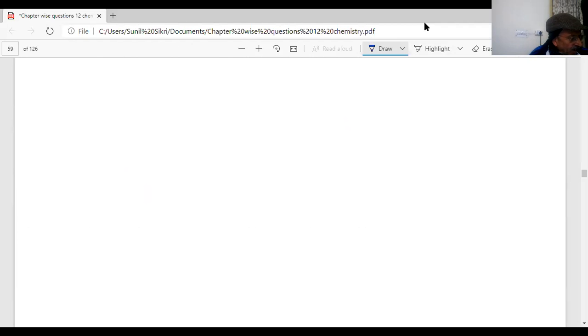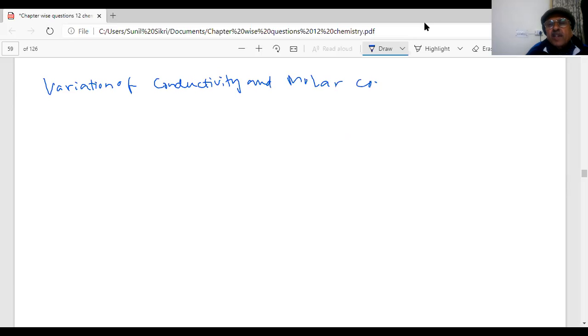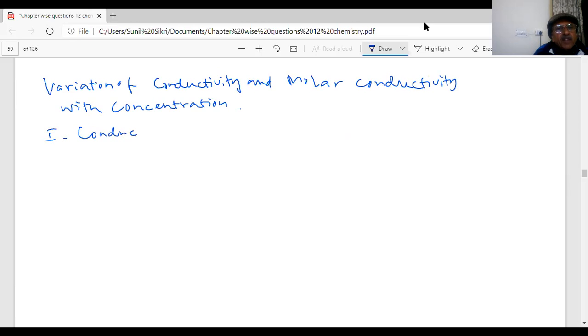Further, an important point which was discussed was the variation of conductivity and molar conductivity with concentration. An important question comes in the paper here: the variation of conductivity and molar conductivity with concentration, students. First we discuss conductivity.